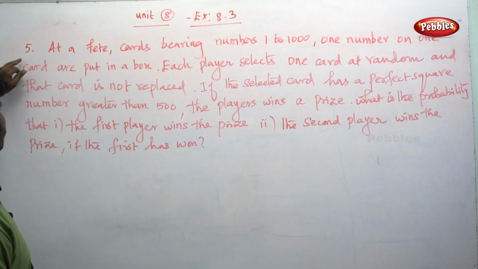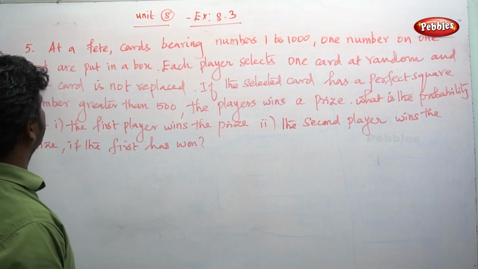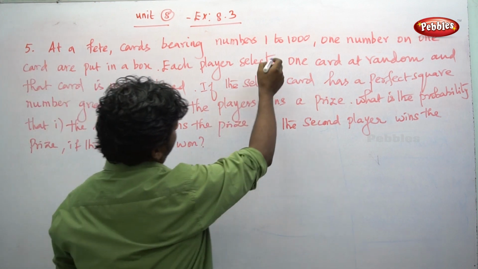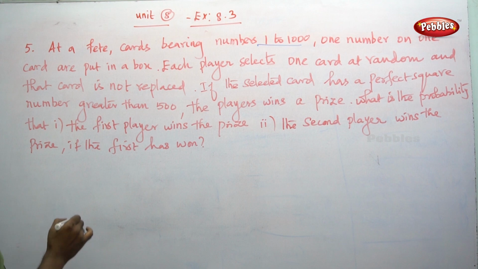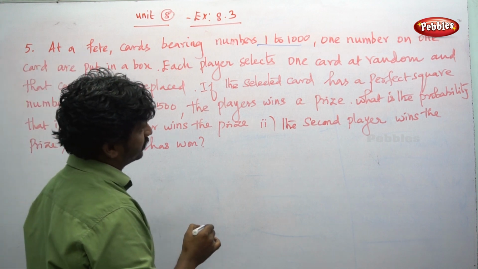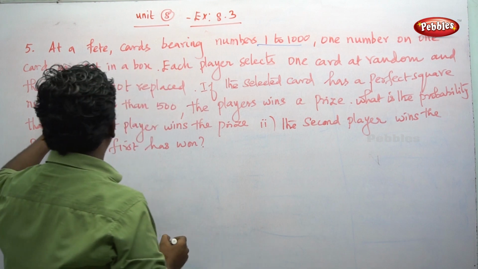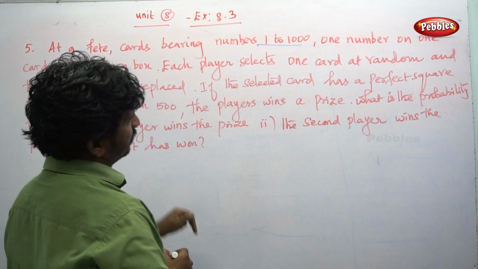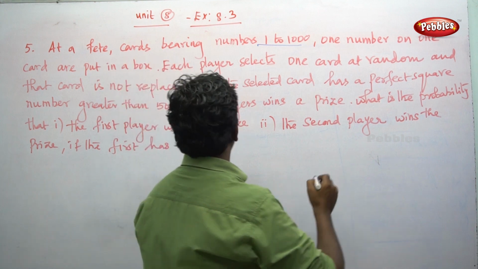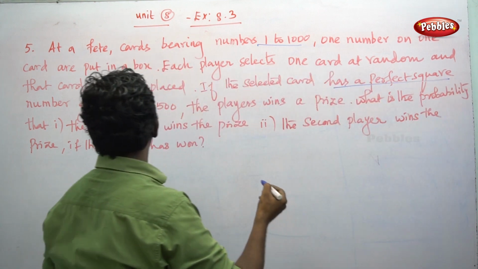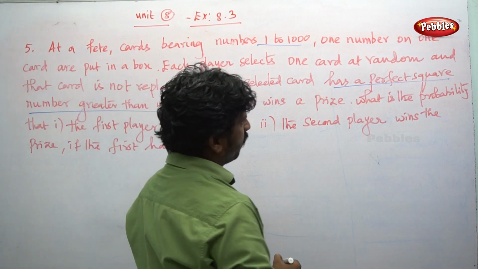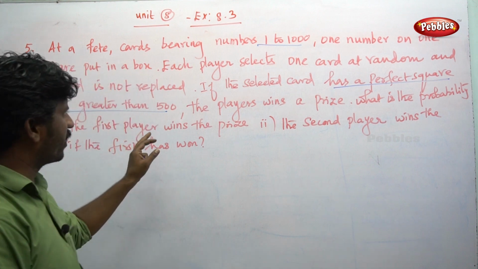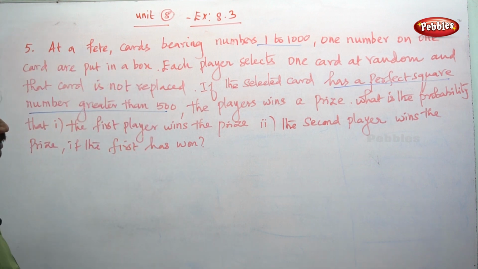The next problem, question number 5 in exercise 8.3. Cards bearing numbers 1 to 1000, one number on one card, are put in a box. Each player selects one card at random and that card is not replaced. If the selected card has a perfect square number greater than 500, the player wins the prize. What is the probability that the first player wins the prize? At second point, the second player wins the prize if the first player has won.